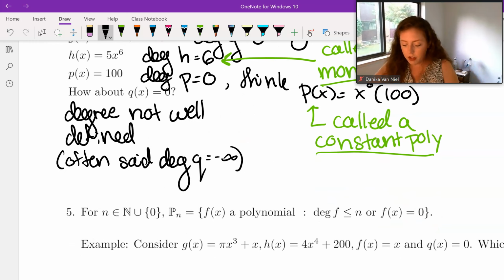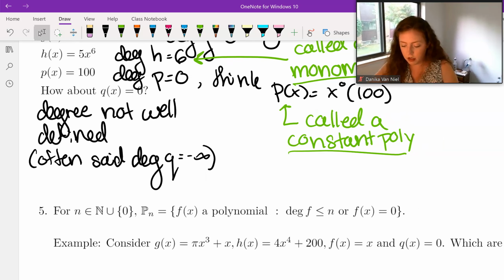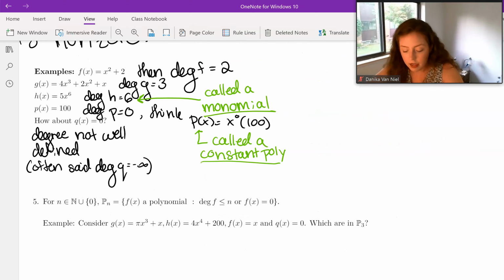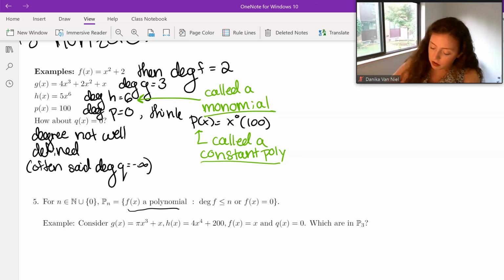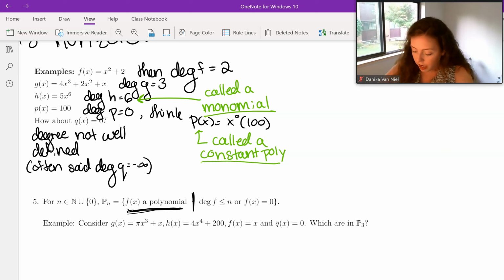Okay, moving on to our next definition. So this is something important. So for n in the naturals or 0, so n could also be 0, this blackboard bold P sub n is going to be equal to, so remember how we read this, so these are all the things, all the elements that we could choose from. So we can choose any polynomial such that the degree of that polynomial is less than or equal to n, or it's the 0 polynomial.